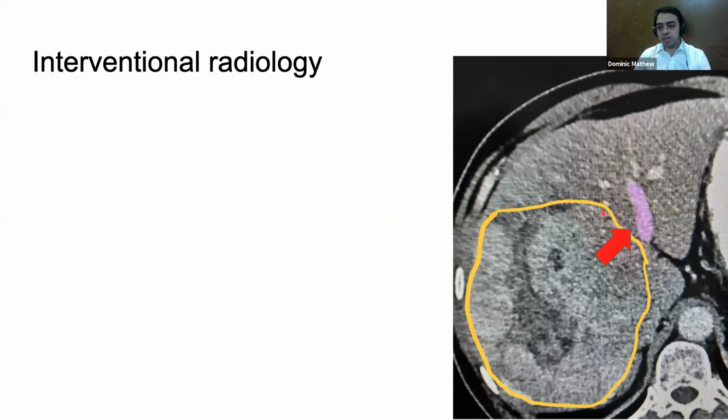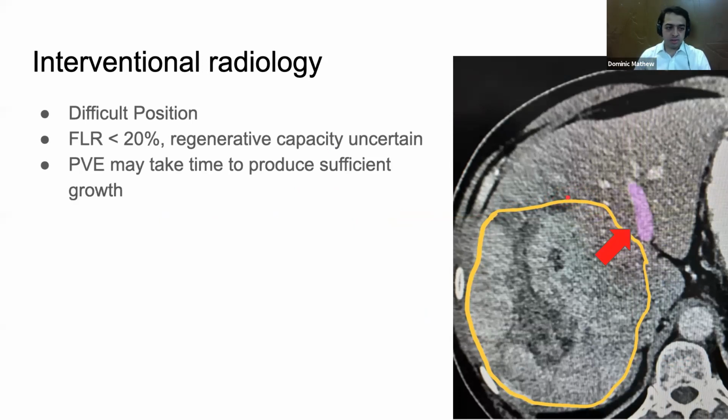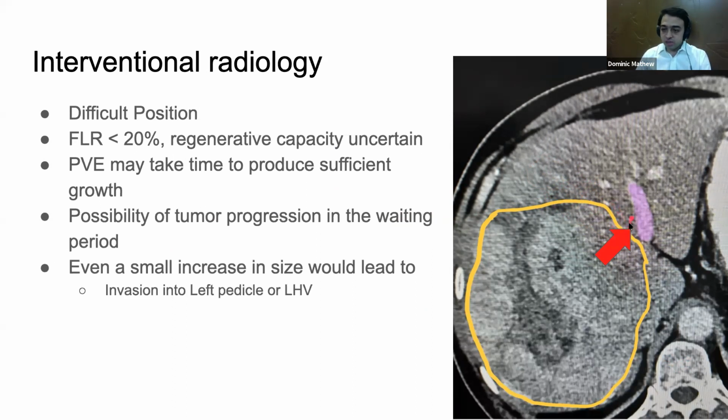The patient was seen by interventional radiology. So the difficulties they had were basically the position of the tumor, an FLR which was very low, and a regenerative capacity that was uncertain. In this case, the PV embolization may take time to produce a sufficient response. And in that period, there is a possibility of tumor progression. And here, as you can see, even a small increase in size would actually lead to an invasion of the left pedicle or the left hepatic vein. And this would make the patient inoperable.